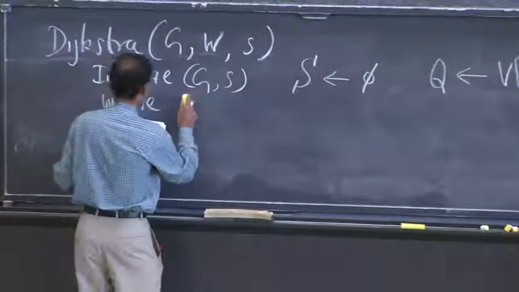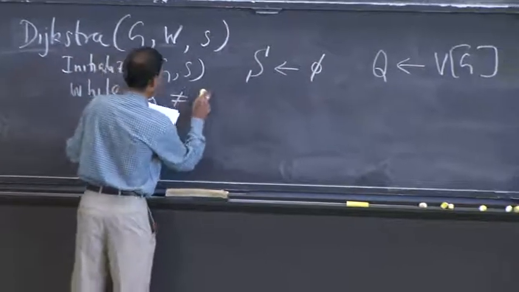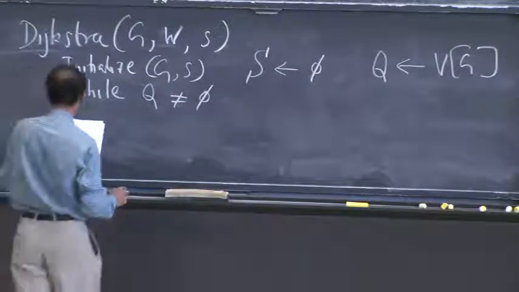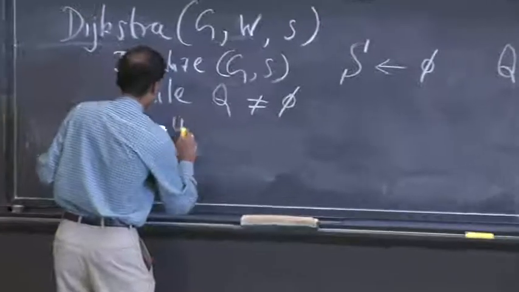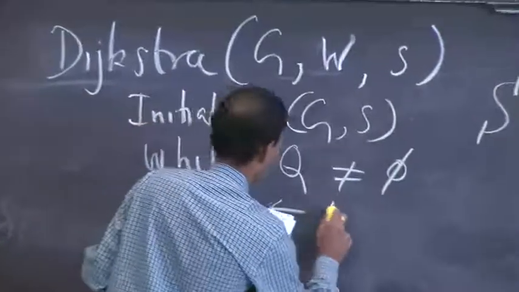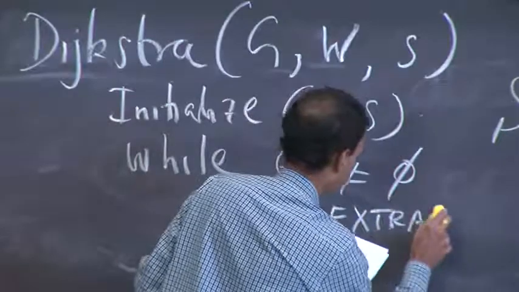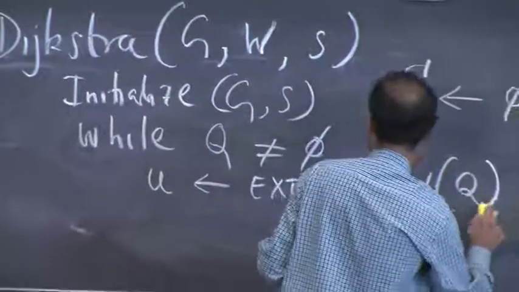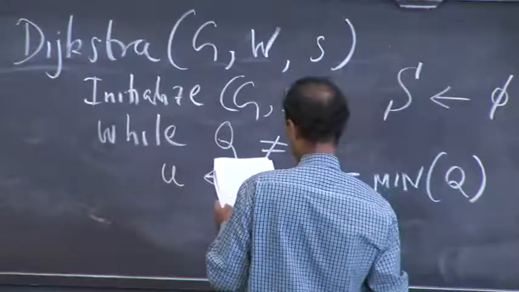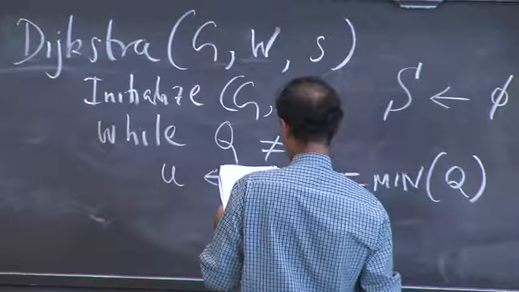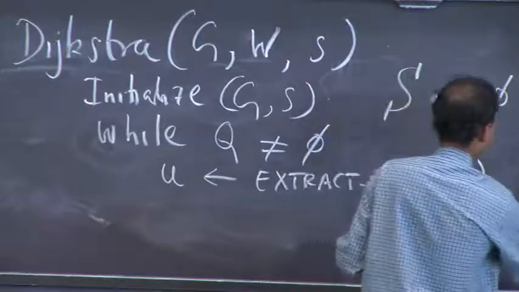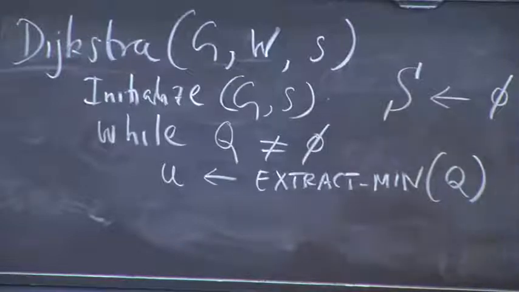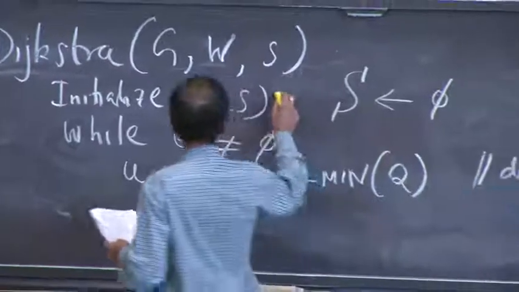And so Dijkstra is a little while loop that says, while there are vertices that need to be processed, I'm going to take u and extract min from Q. And this is going to delete u from Q.